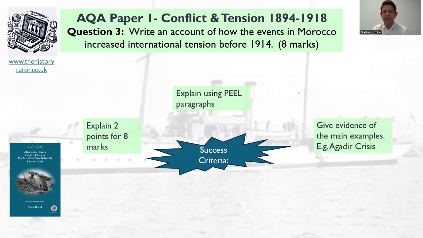Give evidence of the main examples. So, for example, the Agadir crisis. We need to know the events and talk about the main things that happened in the Moroccan crisis. And then it talks about how this increased international tension in the question. So we need to then explain the impact of these examples. How did they lead to international tension?